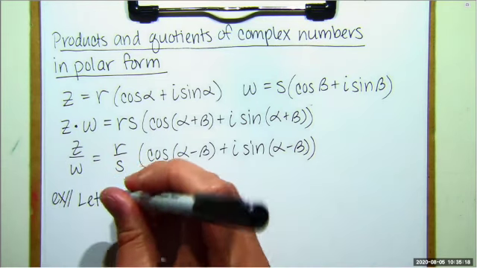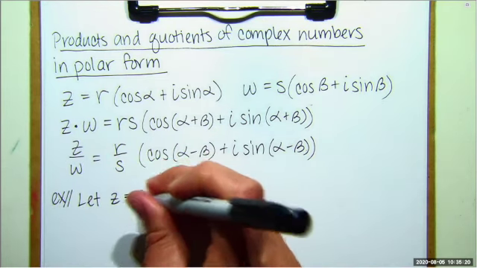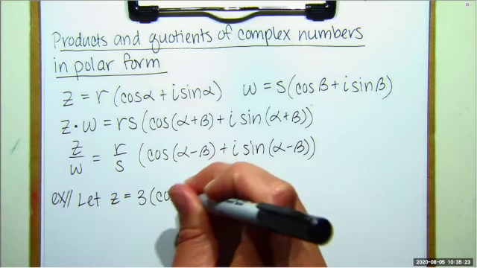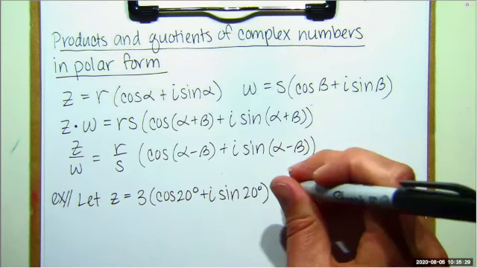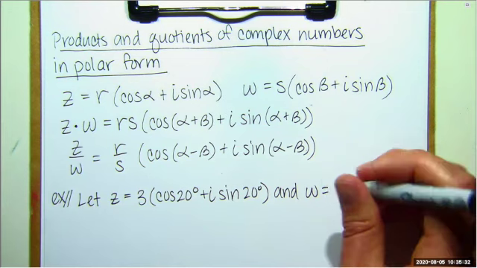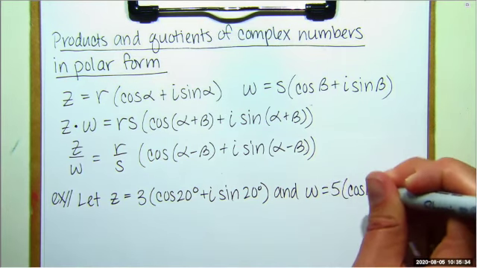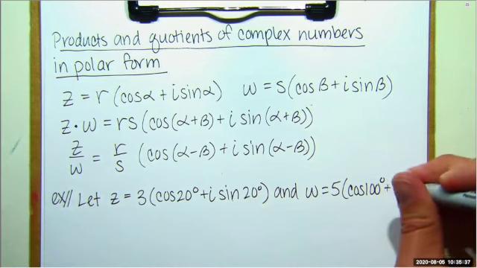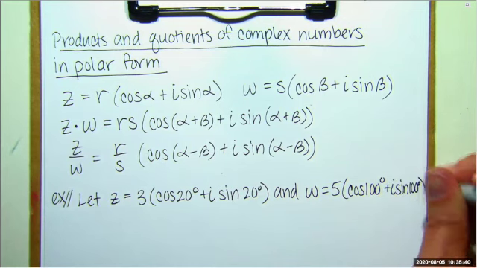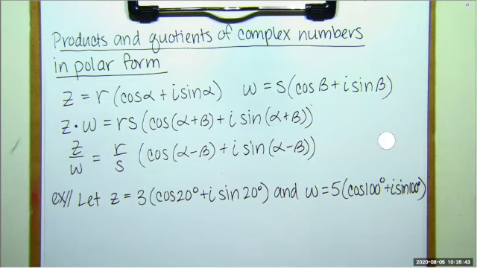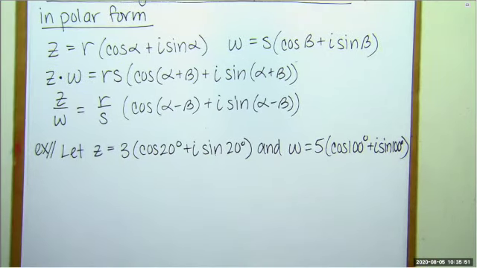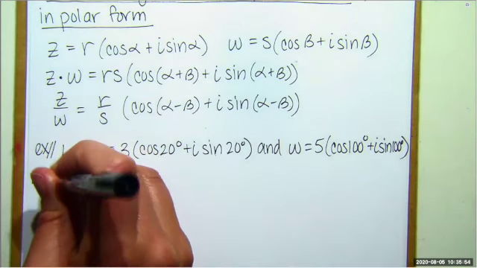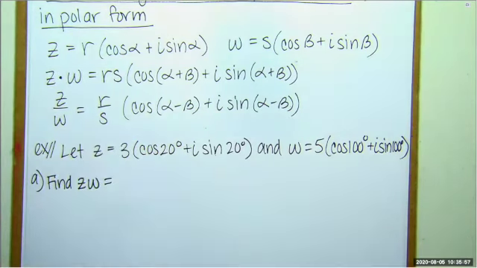So here we have two complex numbers. The first one is z is equal to 3 cosine of 20 degrees plus i sine of 20 degrees. And w is equal to 5 cosine of 100 plus i sine of 100. Okay, we have a part A and part B. Part A, we're asked to find z times w.